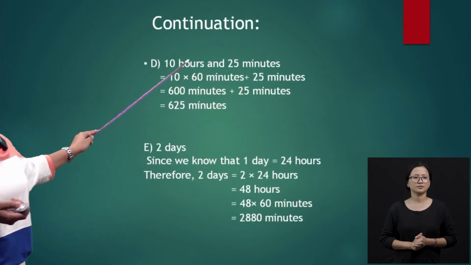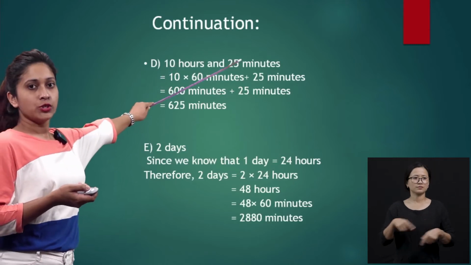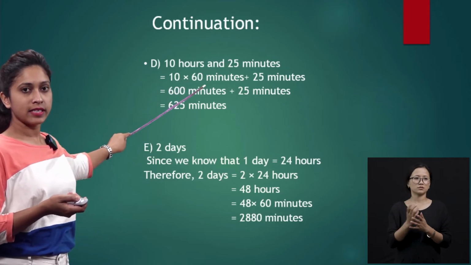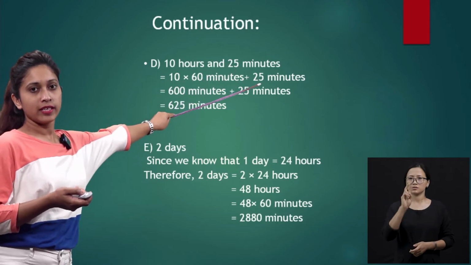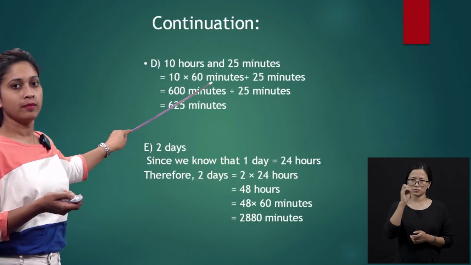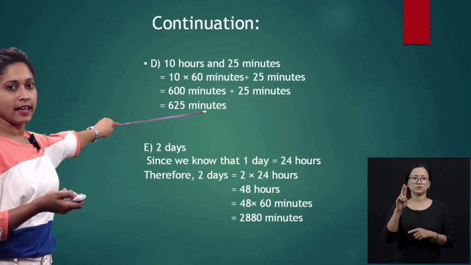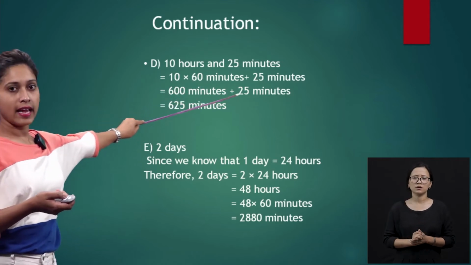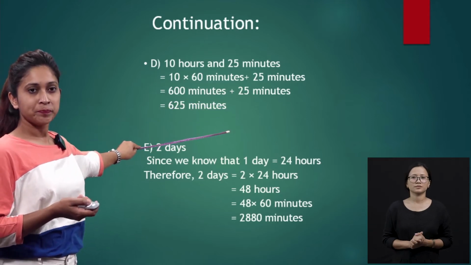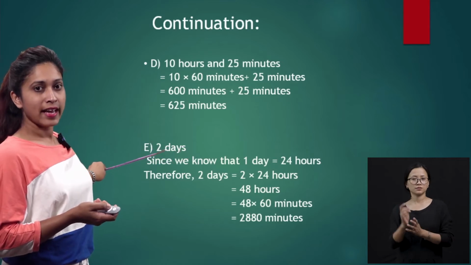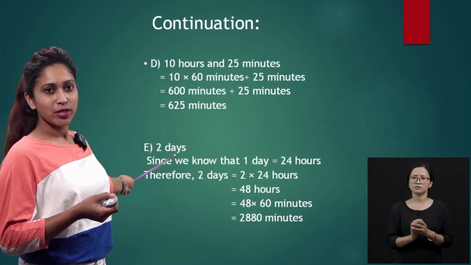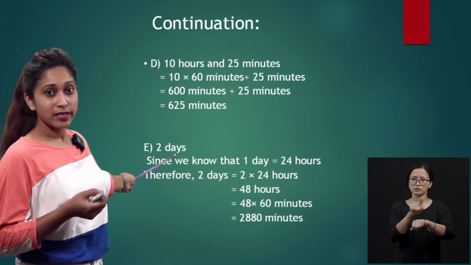That is, again, 10 hours and 25 minutes. The process is the same here. 10 into 60 you multiply, then plus 25 minutes. 10 into 60 gives you 600 minutes plus 25 minutes, and the answer after adding both is 625 minutes. Right, children? Then you have another question, that is 2 days. As we know, in one day, how many hours do we have, children? We have 24 hours.